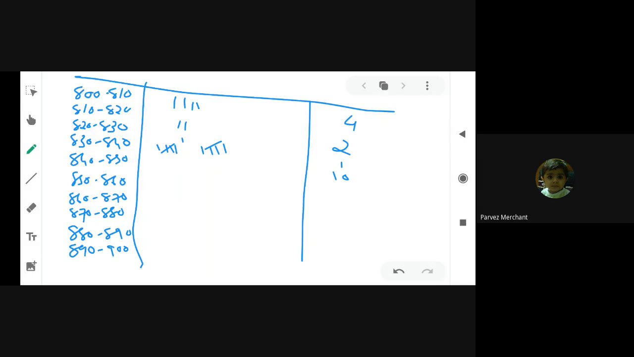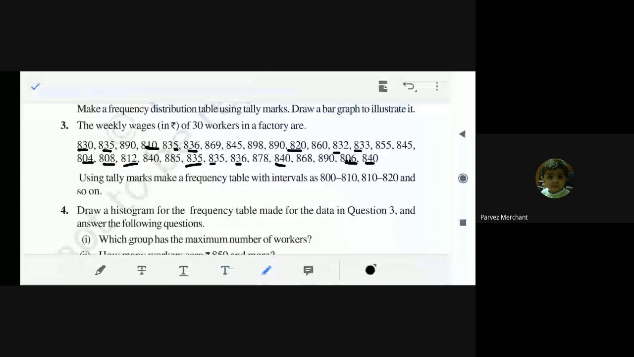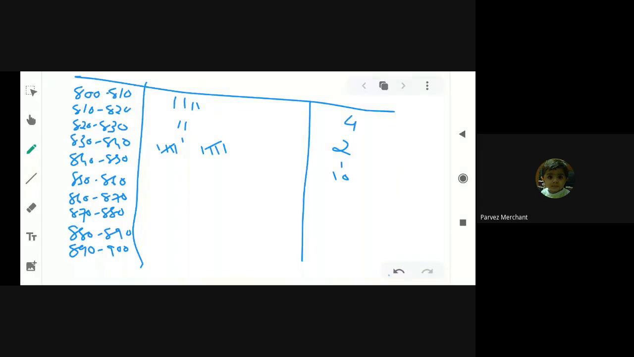Sir, there was one more 840. Sir, there are 11. Please recount here: 835 one, 835 two, 836 three, 832 four, five, then 840. Very good, Mohammed Abbas. There are 11 total. There are 11 workers with daily wages between 830 to 840 rupees.